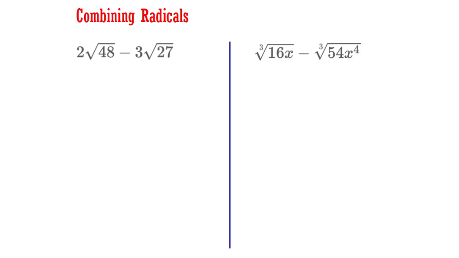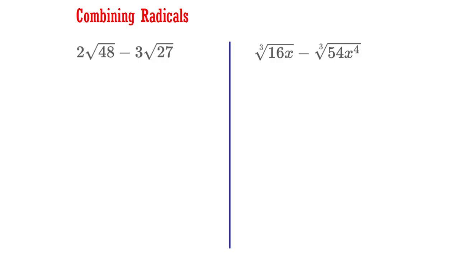Now we're going to try some adding and subtracting with radicals. You can only add and subtract radicals if the radicands are the same. So these two radical pieces have to be the same. Obviously in this case they are not, so we could maybe try to do some simplifying so that they are the same.